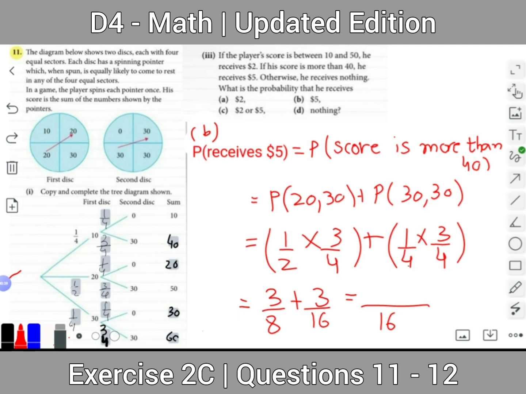3 eights are 24, so here we have 6 plus... 3 at 6 is equals to 9 over 16, so the probability that he receives $5 will be equals to 9 over 16.